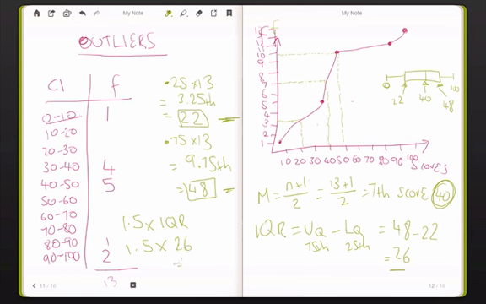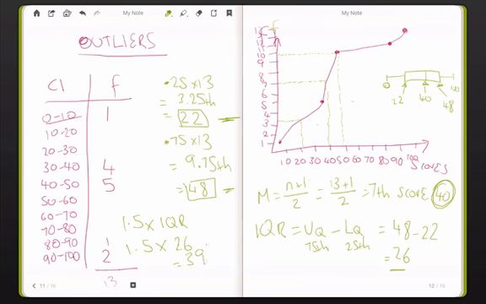Which is, hang on, what did I do before? Oh, yeah. I skipped a step when I was doing my examples before. Well, that wasn't very smart of me, was it? Okay, so we're going to do 26 times 1.5, which is 39. Okay?